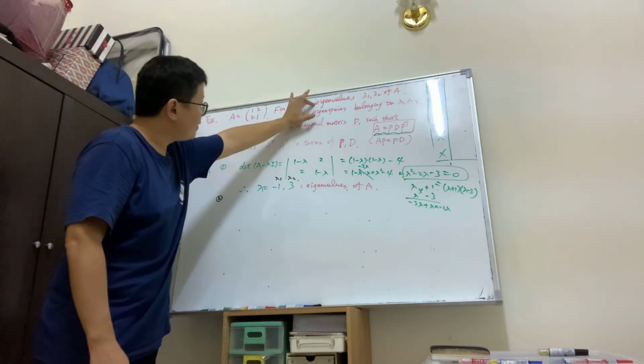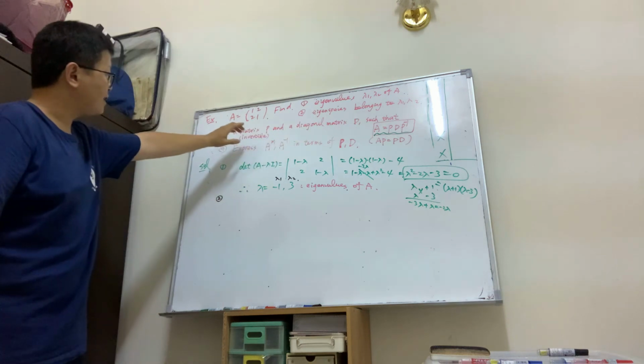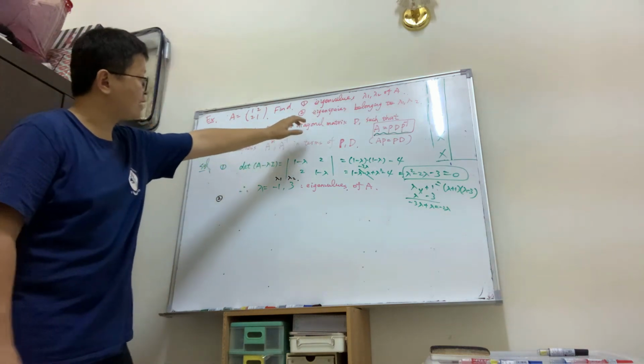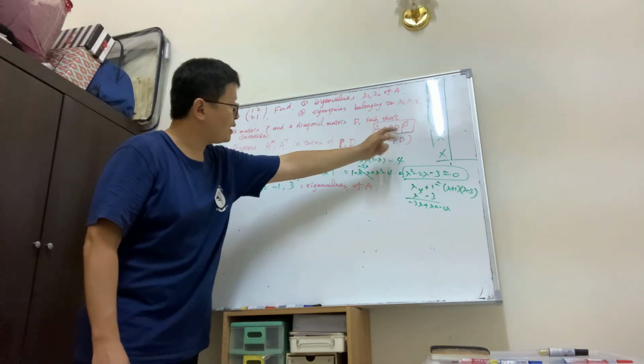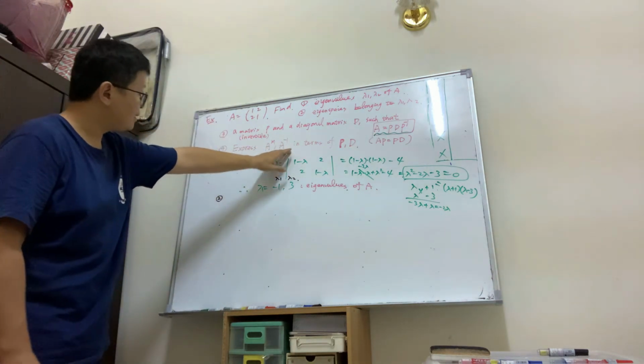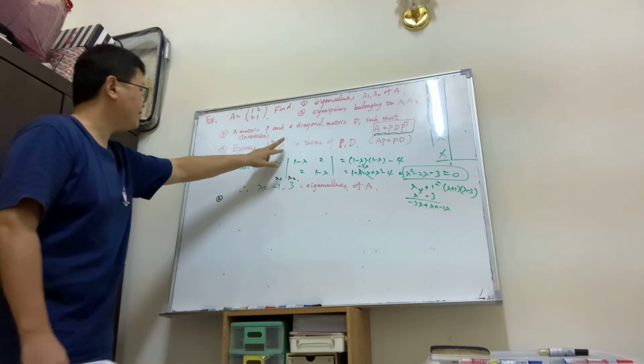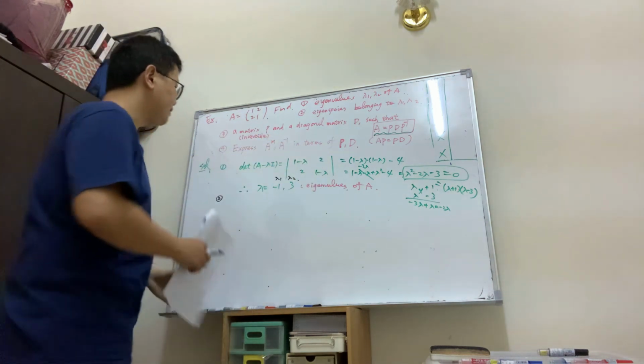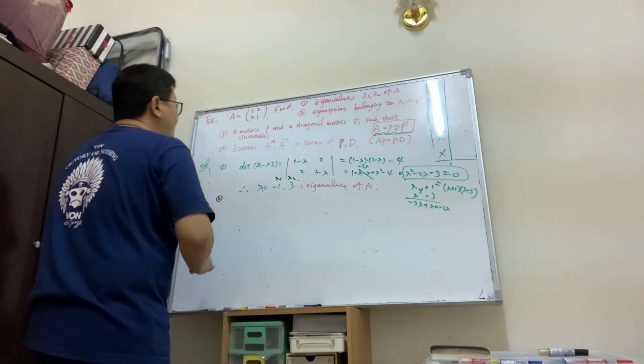Find the eigenvalues, find the eigenspaces, find the matrix P and the diagonal matrix D such that A is equal to PDP inverse, and express A to the power of n or A inverse in terms of P and D. Okay, second step, find its eigenspaces.